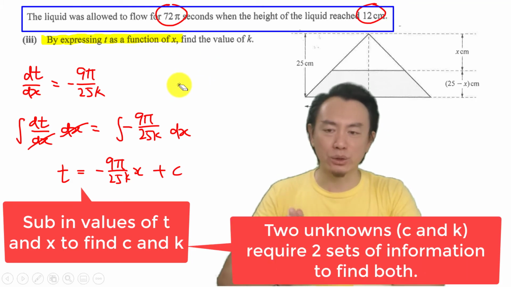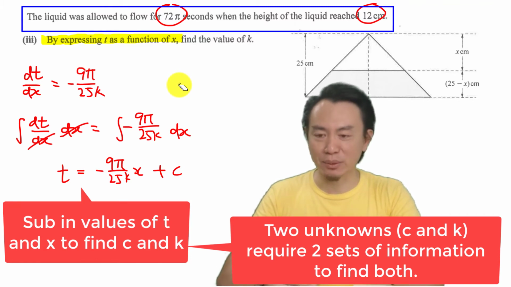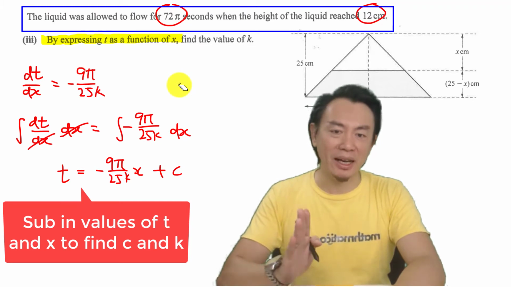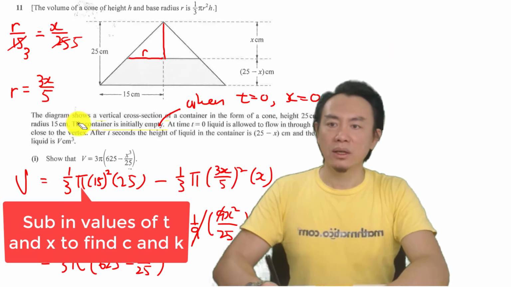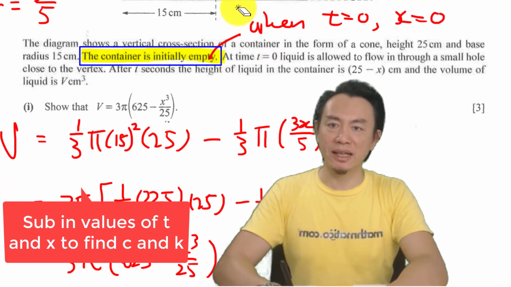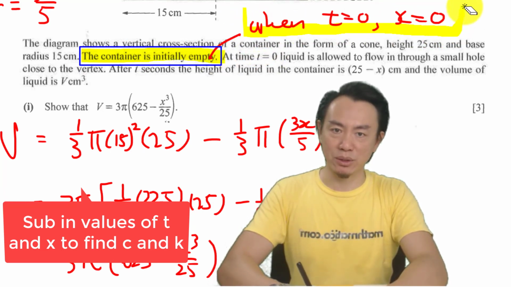Okay, we need one pair to sub in to find the value of c, and then another one to find the value of k, as you will see in a while's time. So this is one pair. Another one will be at the beginning of the question, which is this one. The container is initially empty, which means that when t equals 0, x equals 0.